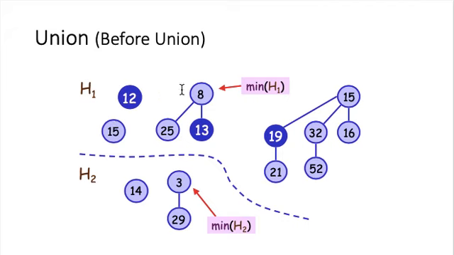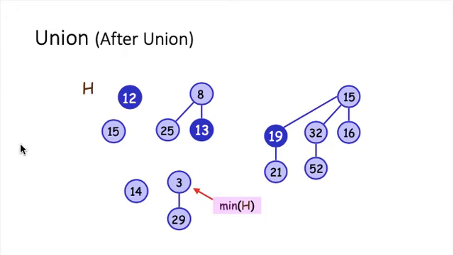So 1 tree, 2 trees, 3 trees, 4 trees. So it has 4 component trees. And then this is another Fibonacci heap H2, it has 2 component trees. Now when we perform union, what do we do? We just remove this boundary, place them together, and then update the minimum pointer.